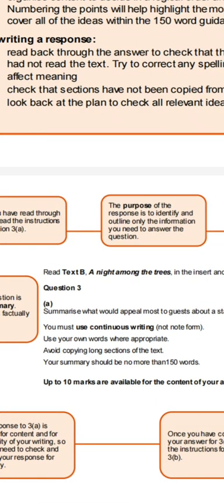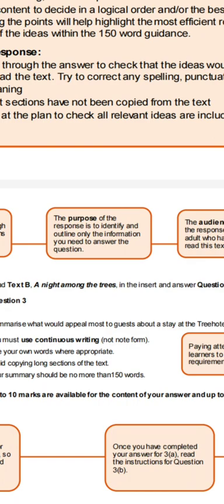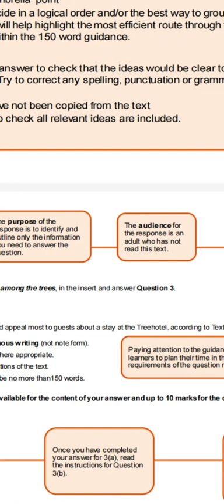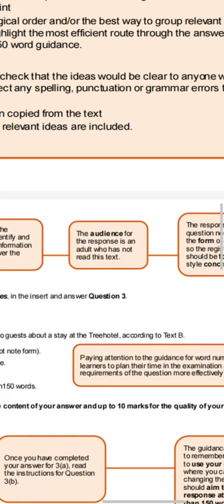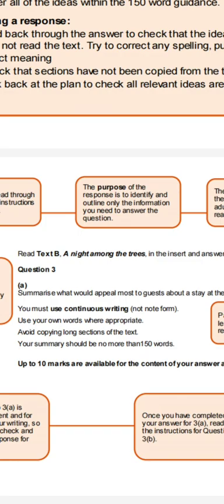So you are going to have this kind of question: summarize what would appeal most to guests about a stay. We have done this, stay at the Tree Hotel according to text B. So this is something like advantages of something, benefits of something, attractions of something. So when you are going to start writing your summary, you will only write about good points, only the positive points of these three hotels.